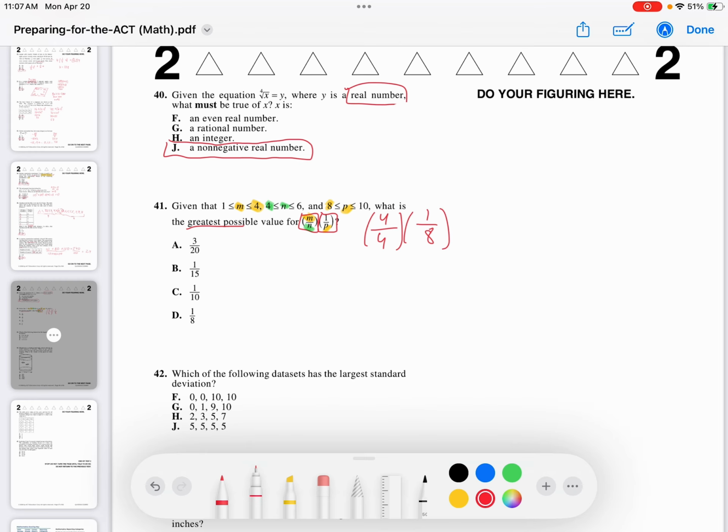So 4 over 4 is 1 times 1/8 is 1/8. So it should be D.